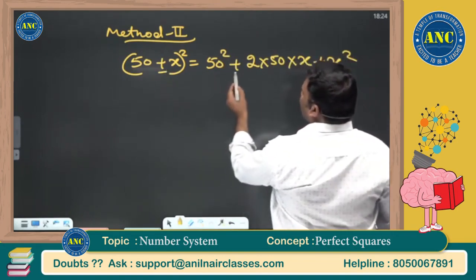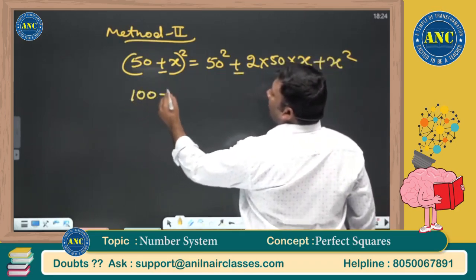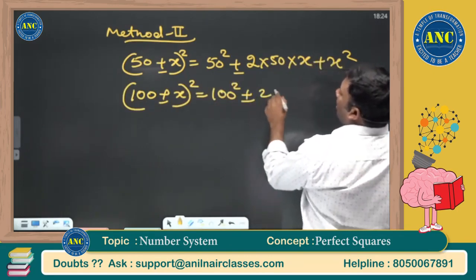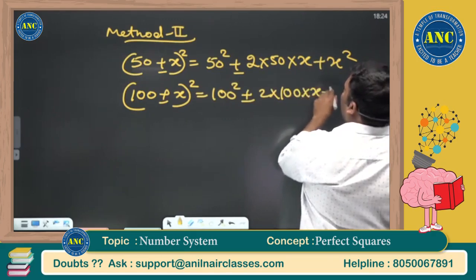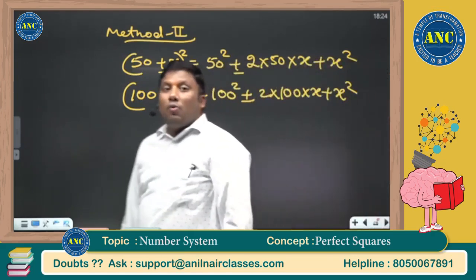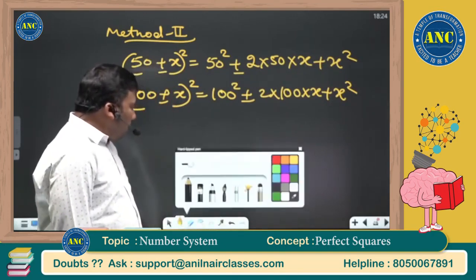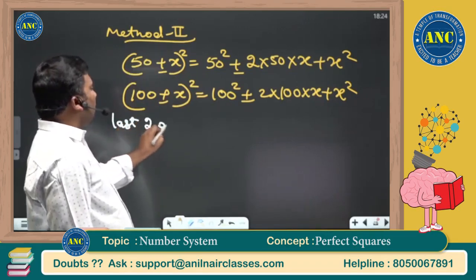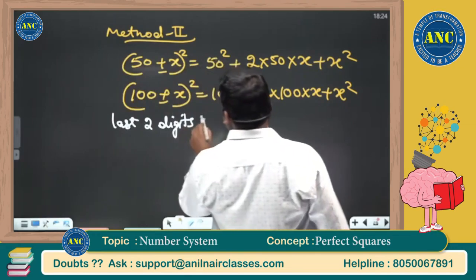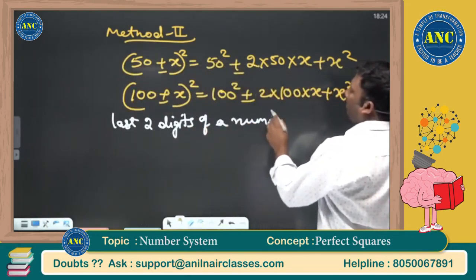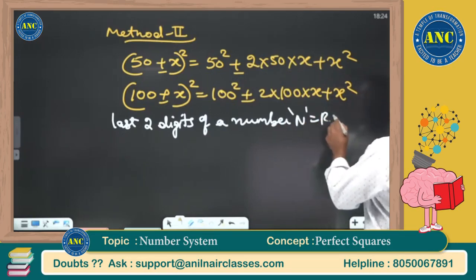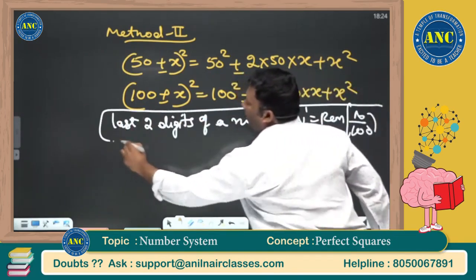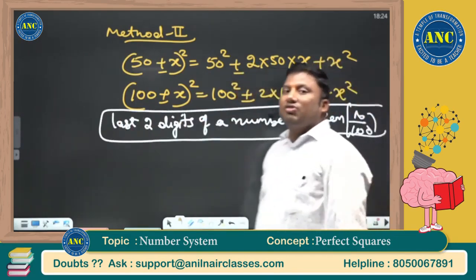If I take minus, this will be minus 100 plus or minus x whole square, which is 100 square plus or minus 2 into 100 into x plus x square. Now, what is the first point that we discussed? The first point we discussed is the last 2 digits of a number. It is nothing but the remainder when you divide a number by 100. Whatever is left over is the remainder.